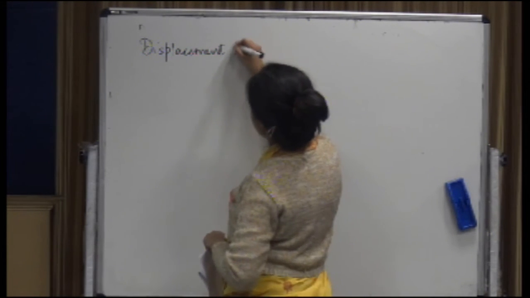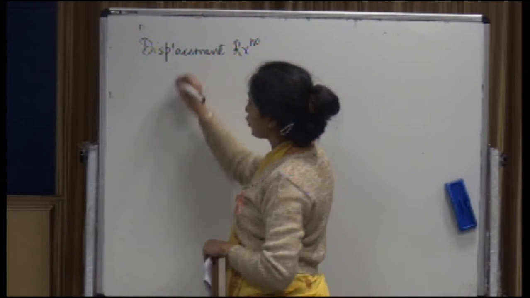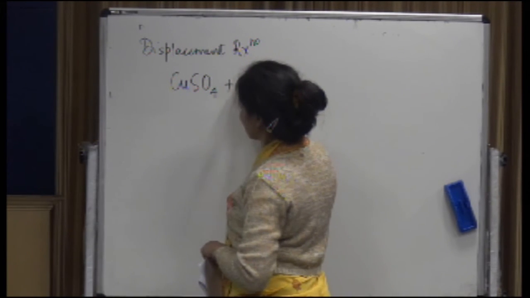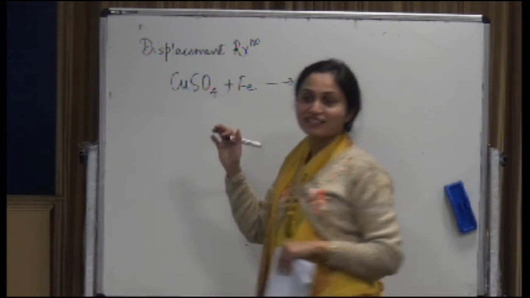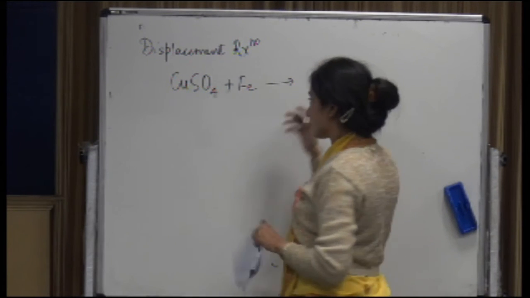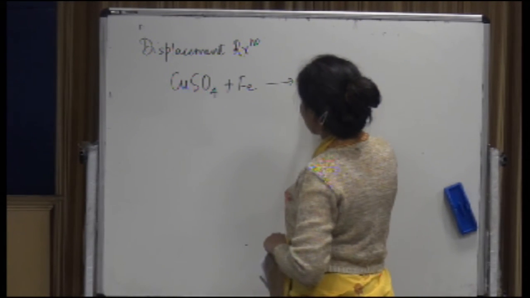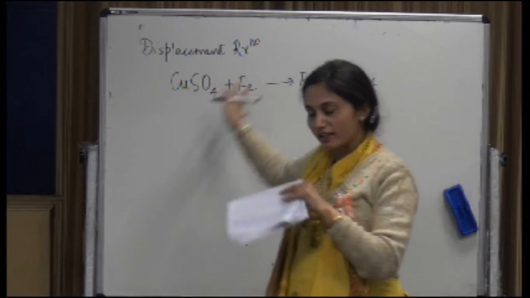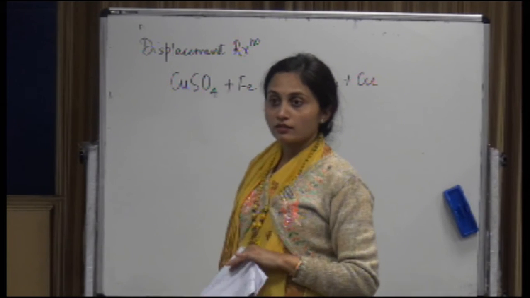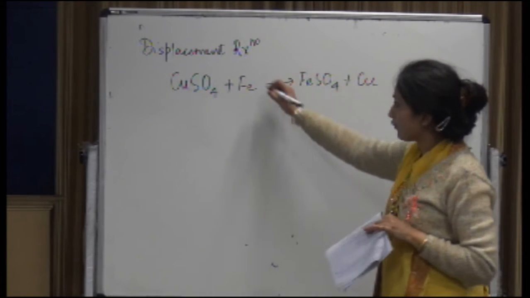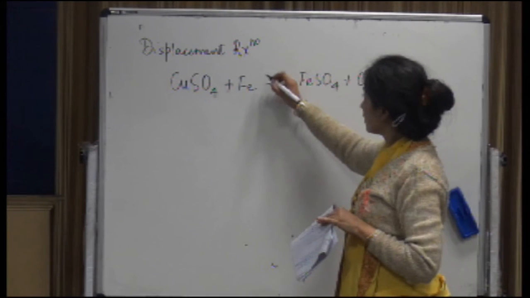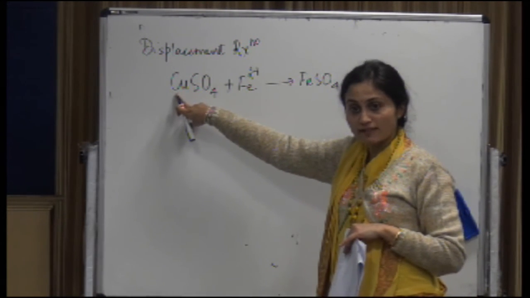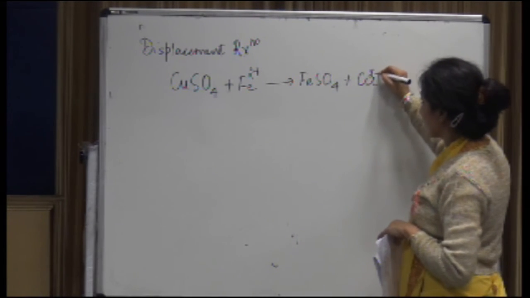Displacement reactions, all right. So for example, I talk of CuSO4 plus Fe. This is the reaction that you generally do. So let's take it up. That gives you FeSO4 plus Cu. There is something wrong in the equation that I've put on the board. What is wrong? It should be Fe2+, because it's replacing your Cu2+, all right, and then here you will have Cu.